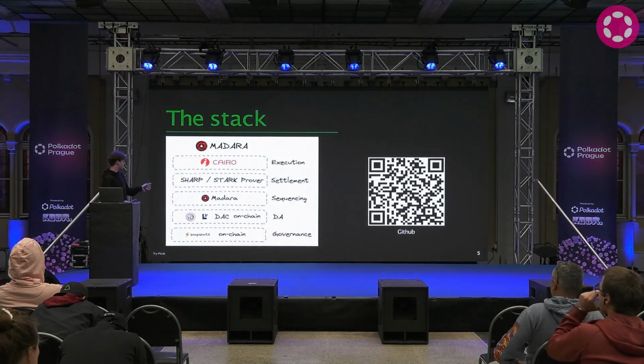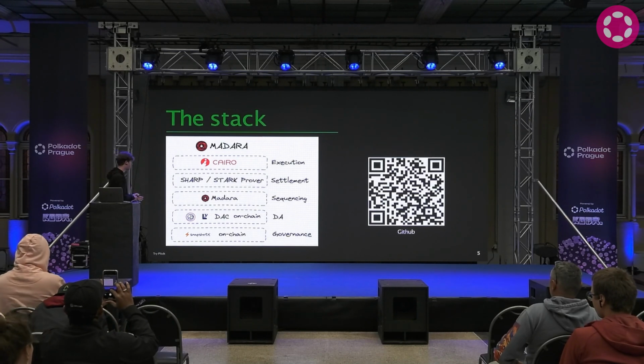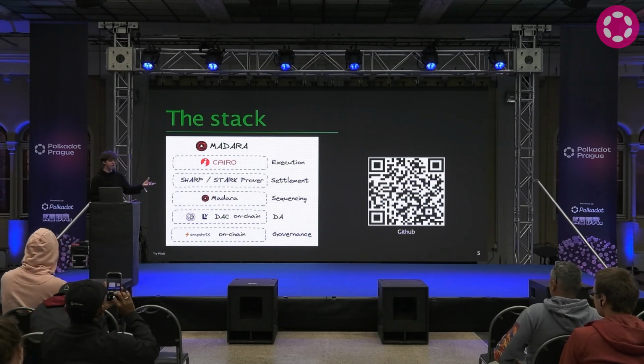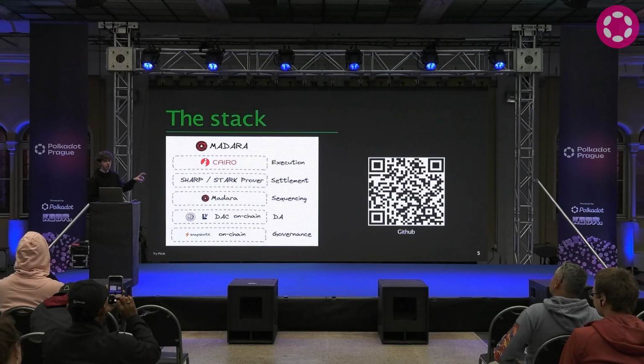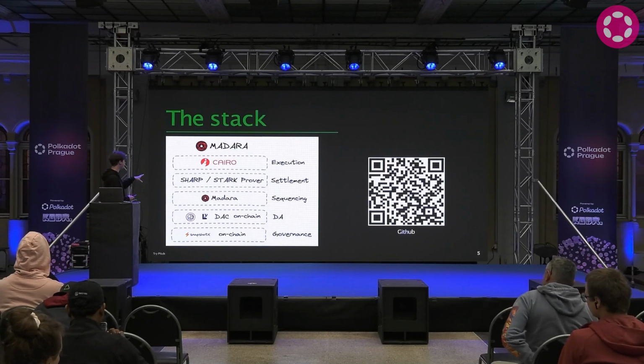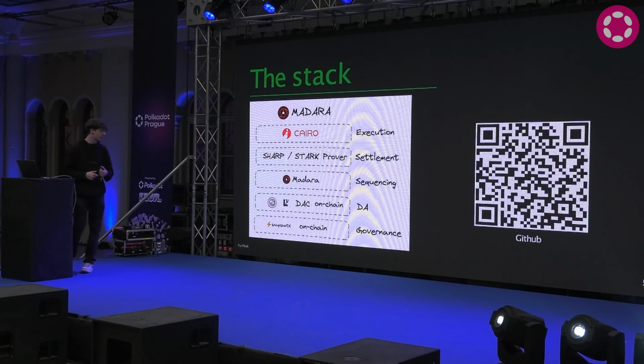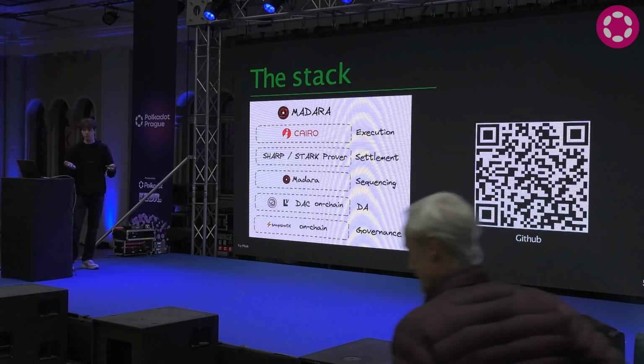So this is the stack as it is. The idea is to have a very modular stack. You could technically change anything in the stack. The only thing that makes this interesting is the execution engine, which is Cairo. And again, it allows you to have these provable programs. Then you have some settlement mechanism. As I said, we could imagine settling on the Polkadot relay chain. We just need some verification function for the proof.